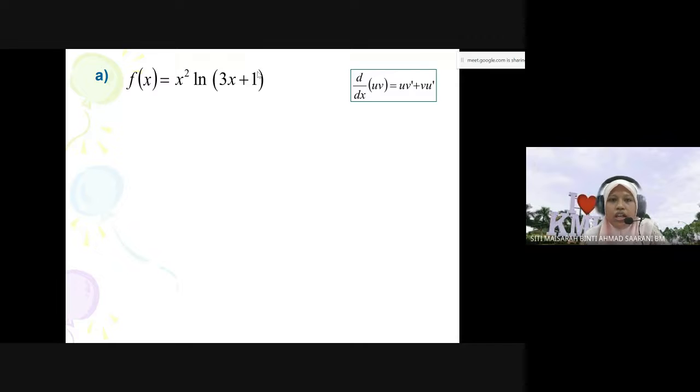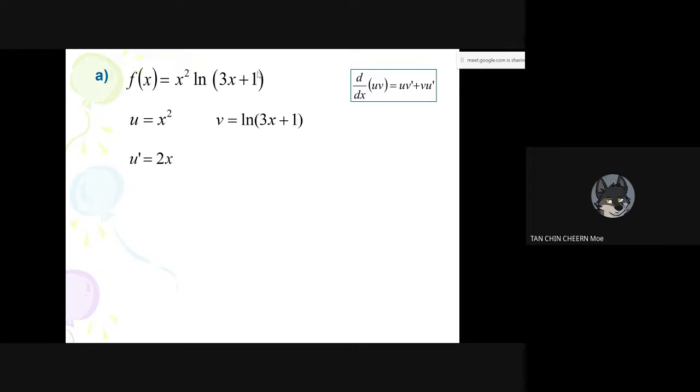So for this case, let's say let u is equal to x square. So then we differentiate u to get u prime. So then differentiate x square, we get 2x. So jadi kita punya u equals to x square, u prime equals to 2x. And then yang satu lagi, v dia for sure is ln 3x plus 1. And then we differentiate ln 3x plus 1, we get kita dapat kalau logarithm 1 over 3x plus 1 times 3.